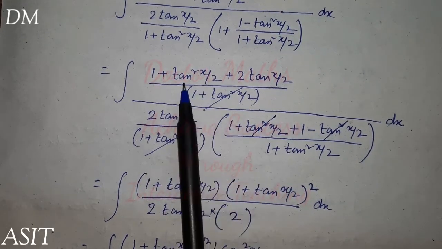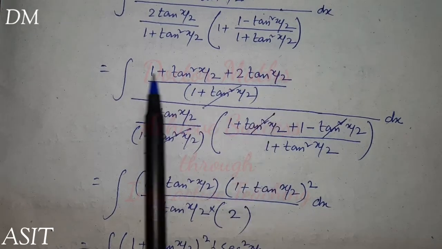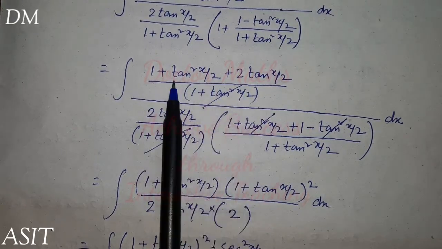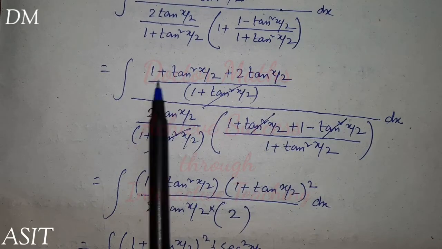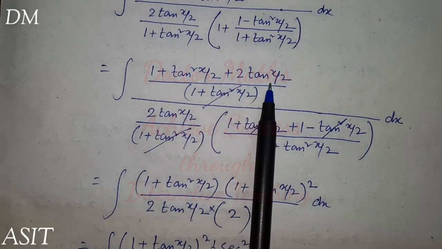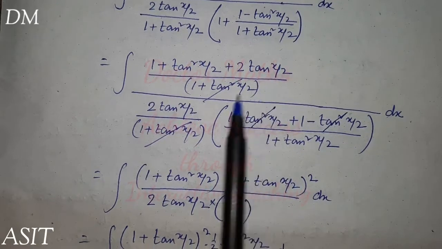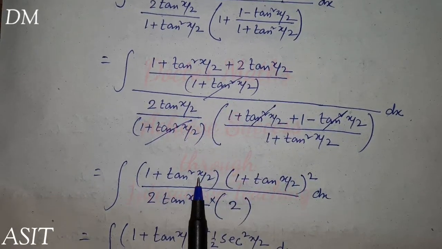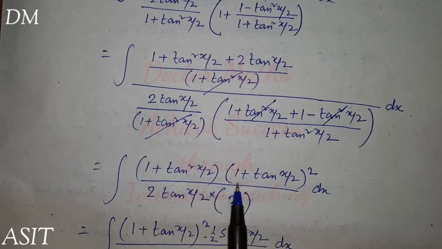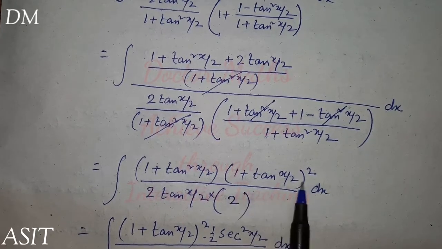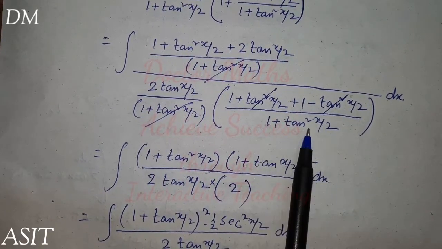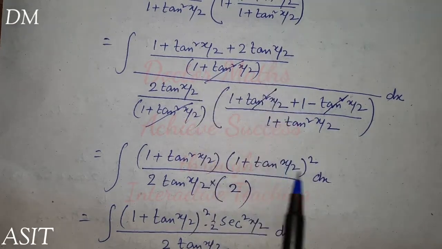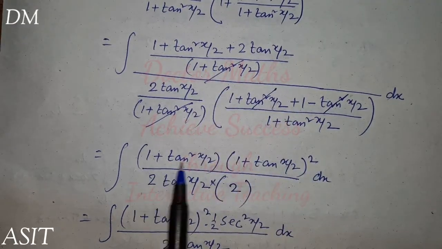So therefore we can write this thing as 1 plus tan x by 2 whole square, because it is in the form of a square plus b square plus 2ab. So therefore it is tan x by 2 plus 1 whole square. Sorry, here 1 plus tan x by 2 whole square. And this 1 plus tan square x by 2 will go in the numerator and be multiplied with this term. So it will be 1 plus tan square x by 2.